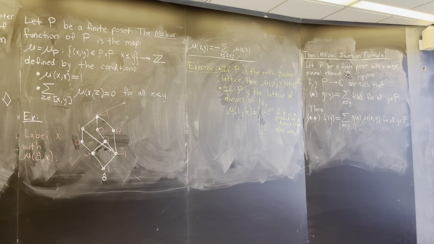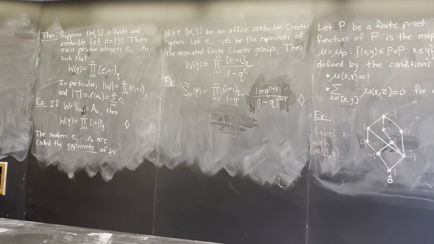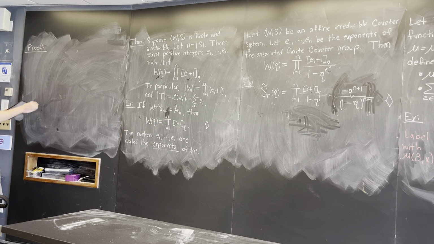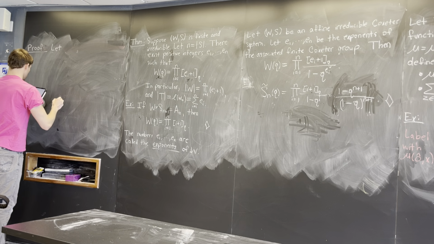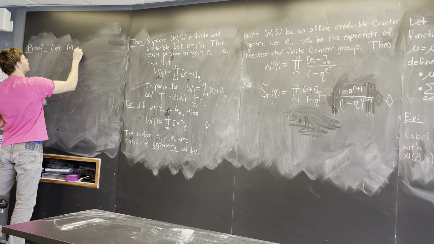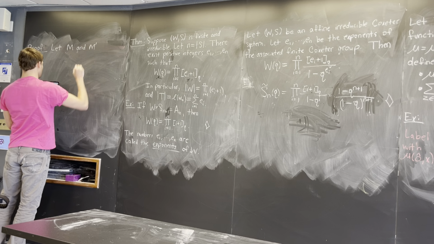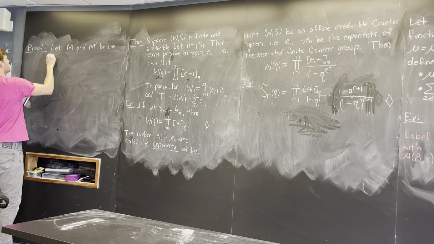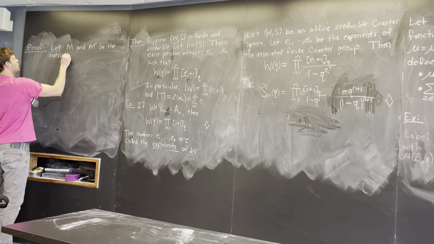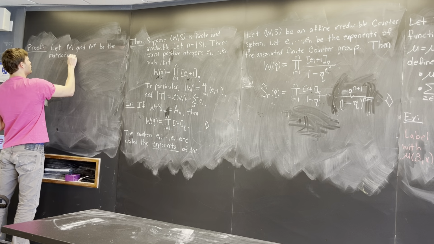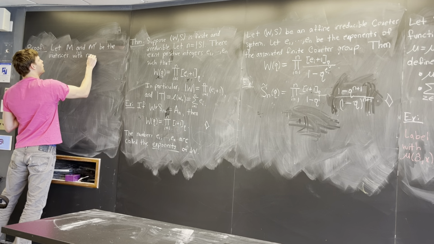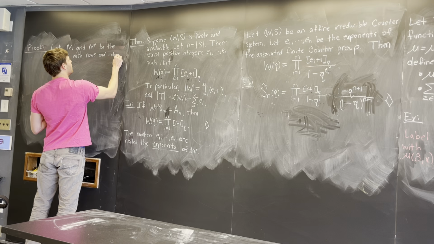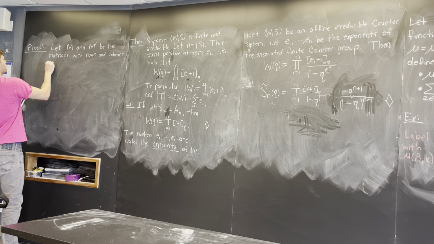Okay, so here's the proof of this. Well, we're basically inverting a matrix. So I'm going to let M and M prime be the matrices with rows and columns indexed by P.